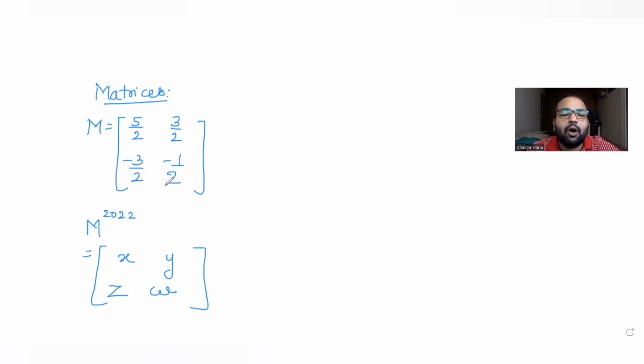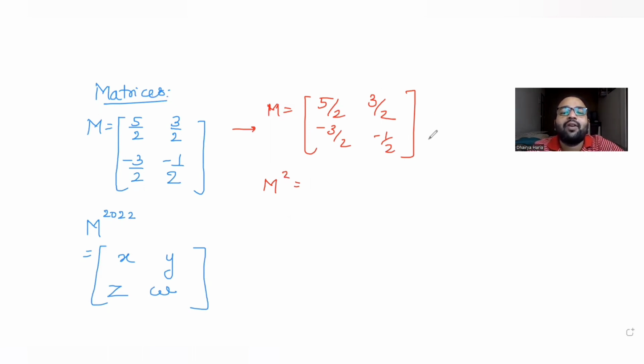Let's understand how to solve this question. First of all, I start with M, which is 5/2, 3/2, -3/2, and -1/2. Let's first find this matrix with different powers: the square, cube, and fourth power. Then we will have a general idea about how this matrix is forming a pattern, and subsequently we can also find M raised to 2022. So let's see the question.